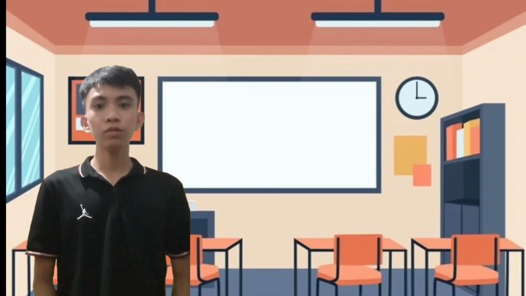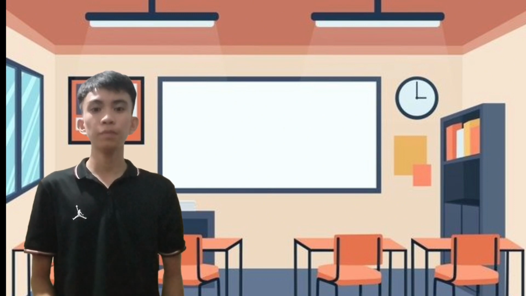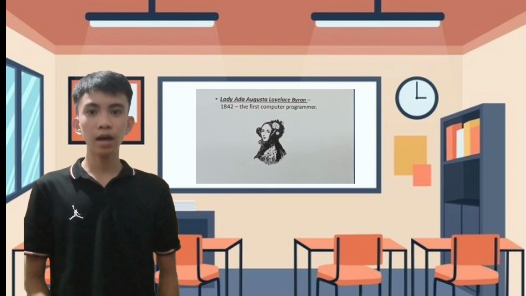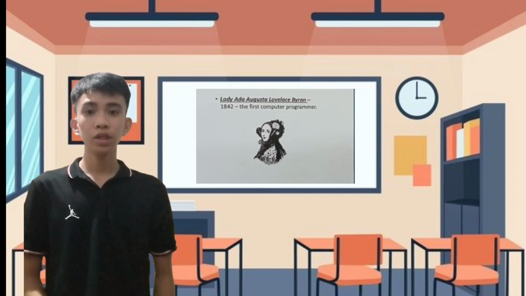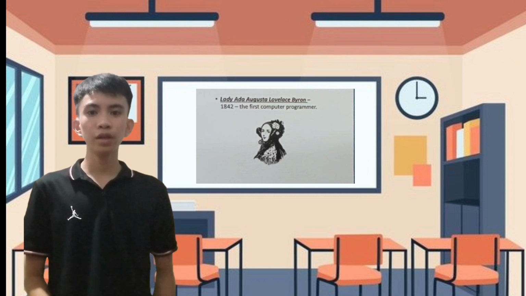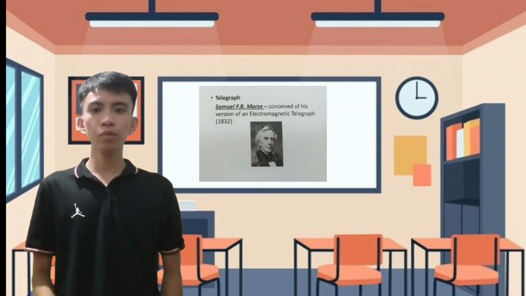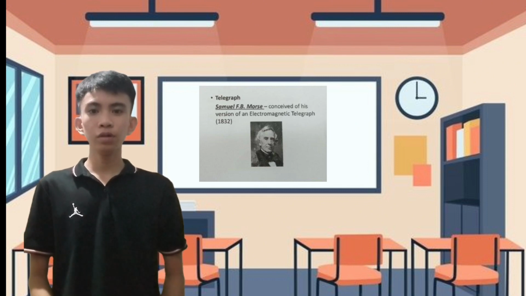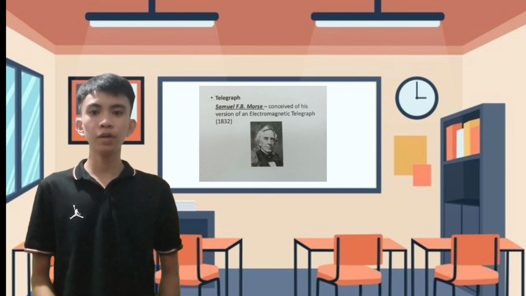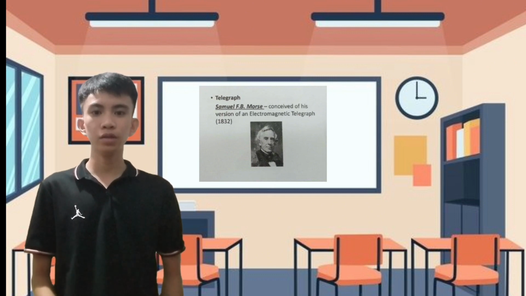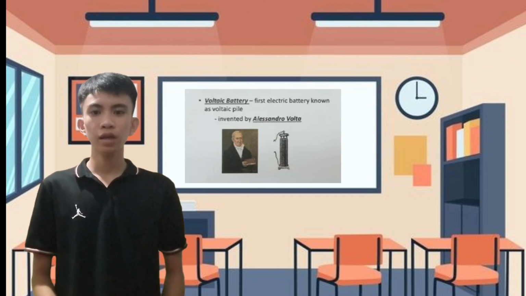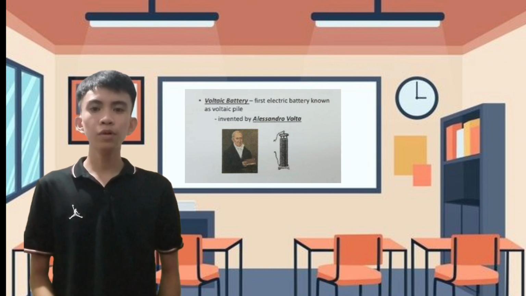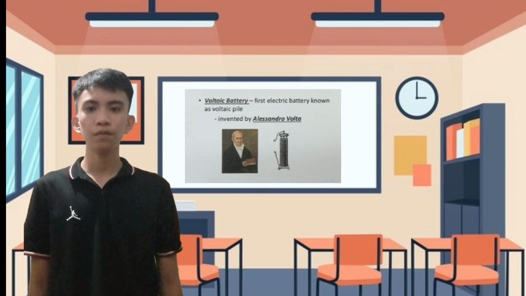And now, let's get to know the different persons and inventions that belong in the electromechanical age. The first is Lady Ada Augusta Lovelace Byron. She was the first computer programmer in 1842. The next one is Samuel Morse. He was the person responsible for inventing the electromagnetic telegraph in 1832. The next person is Alessandro Volta. He was responsible for inventing the first voltaic battery, known as the voltaic pile.